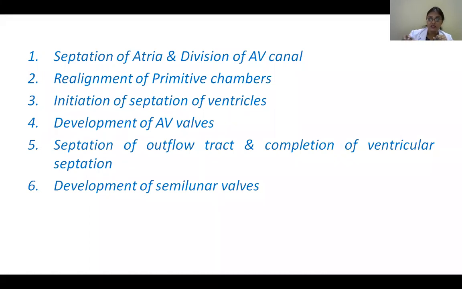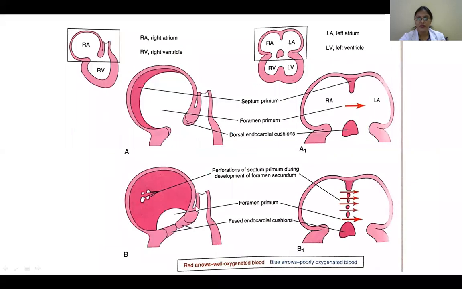Then the outflow tract. The outflow tract has to again divide, because one outflow tract should be connected to your right ventricle and the other outflow tract should be connected to your left ventricle. And then completion of the ventricular septation. I have added this here because the outflow tract separation will extend up to the interventricular region and will complete the ventricular separation. So these two are related. Then semilunar valves.